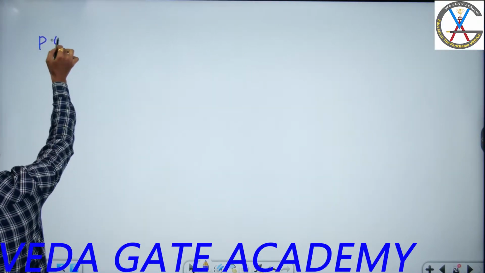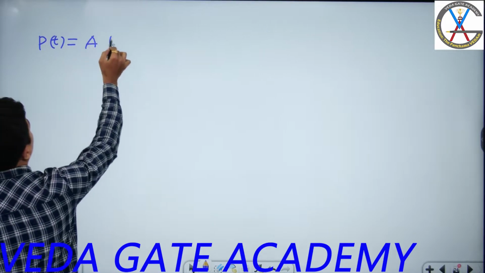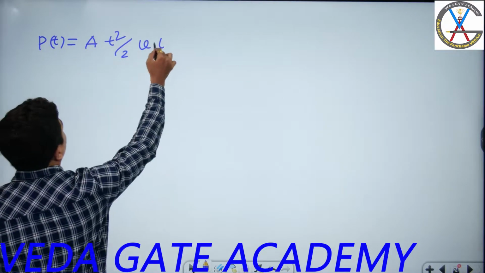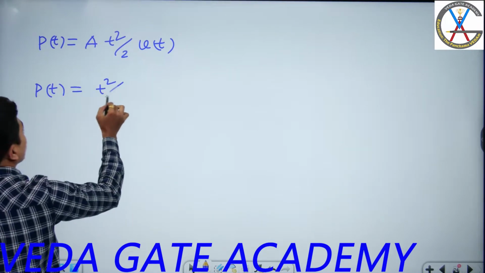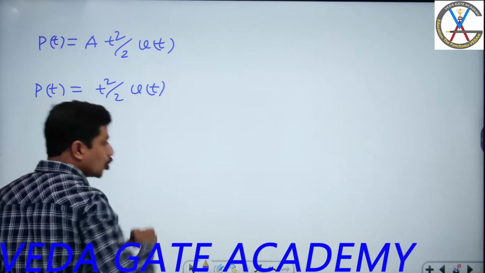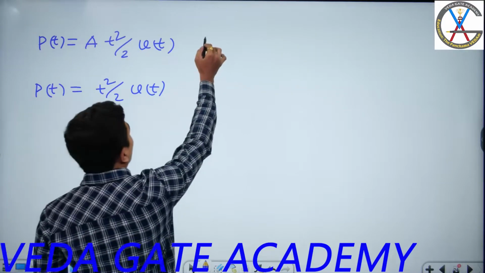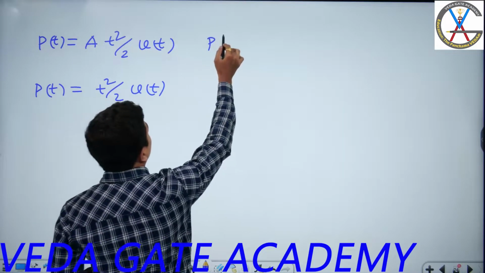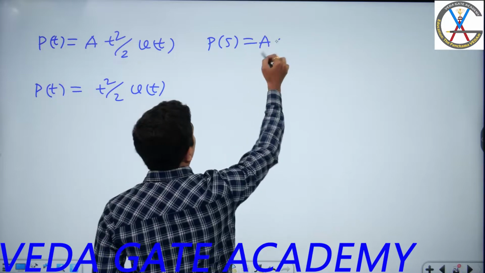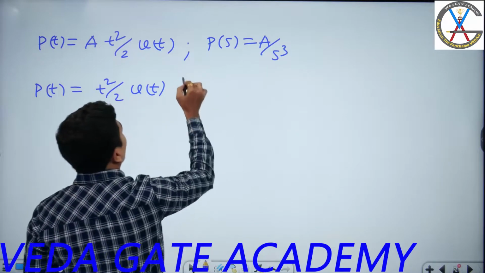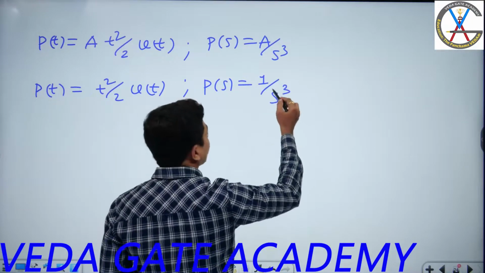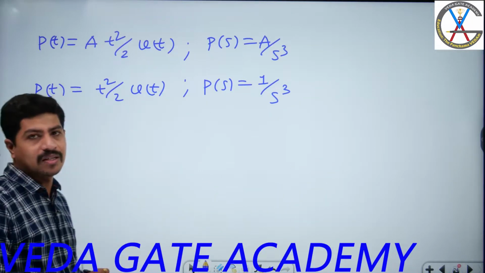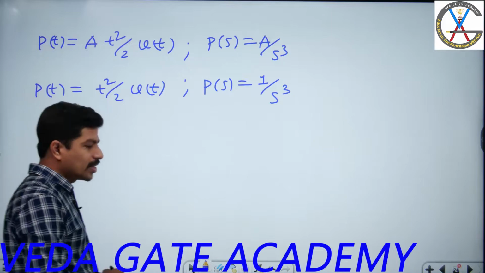Now let's list these points. p of t is equal to a t square by 2 into u of t is a parabola. p of t is equal to t square by 2 into u of t is the unit parabolic signal. Its Laplace transform is P of s is equal to a by s cube. Here P of s is 1 by s cube. Laplace transform, that's it. Not more than that. I told you what a is here.